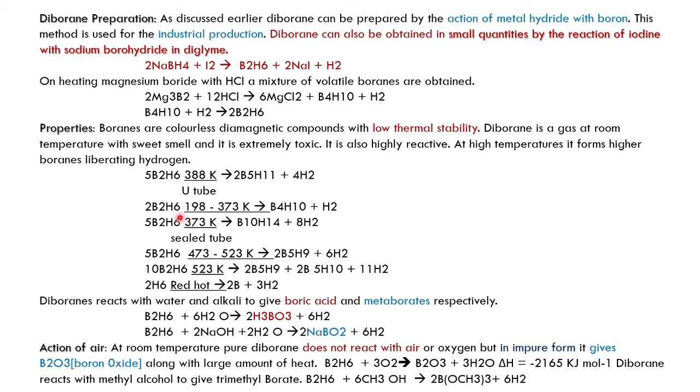This should be in a sealed tube, the U tube. Then diborane at the temperature 473 to 523 Kelvin forms B5H9, and B5H10 on reducing with hydrogen. Then on red hot it forms boron, obtained on removing hydrogen. Diborane reacts with water and alkali, giving boric acid and metaborate.